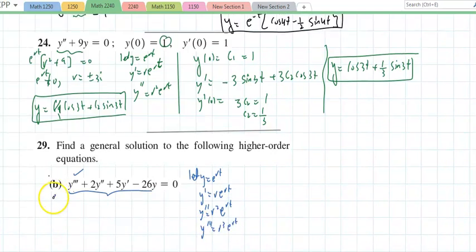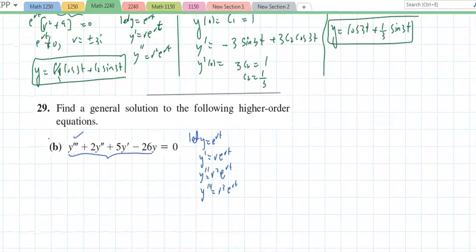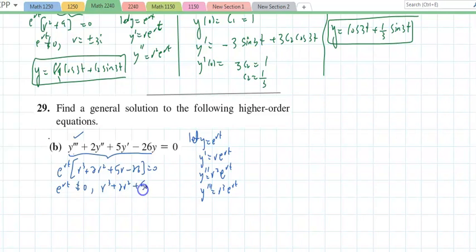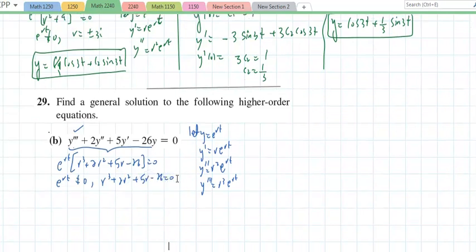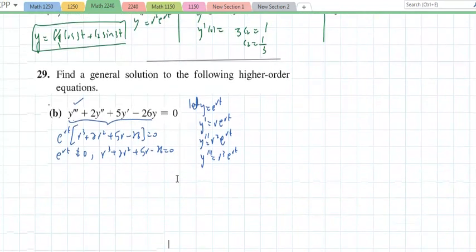And now e to the rt times r cubed plus 2r squared plus 5r minus 26 equals 0. e to the rt cannot equal 0. It must be that r cubed plus 2r squared plus 5r minus 26 equals 0. This doesn't factor easily, not a problem. We took pre-calculus or college algebra.